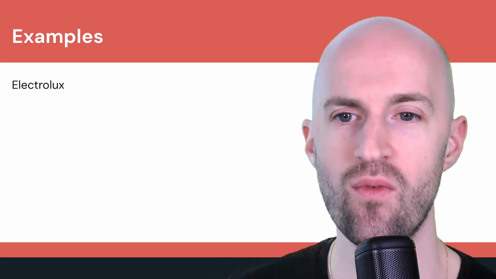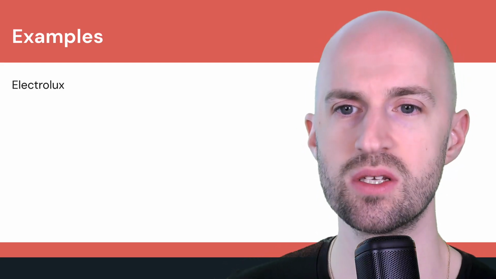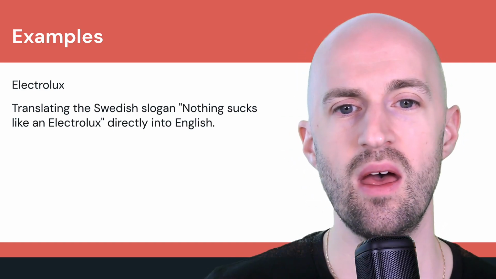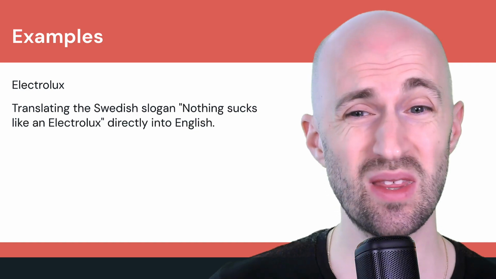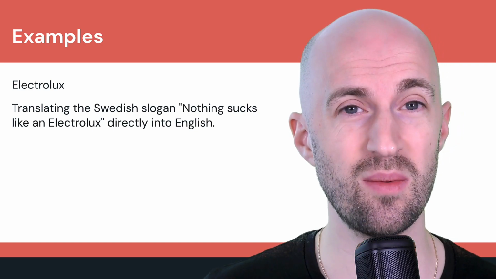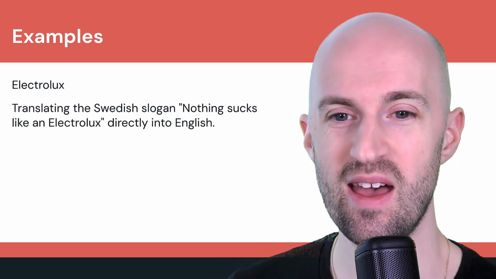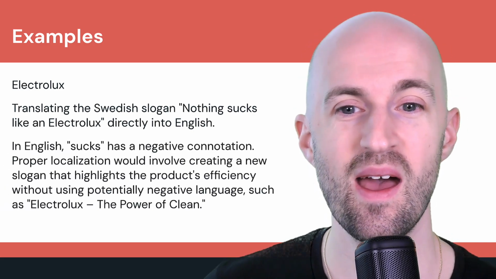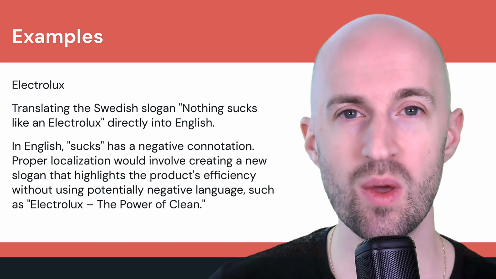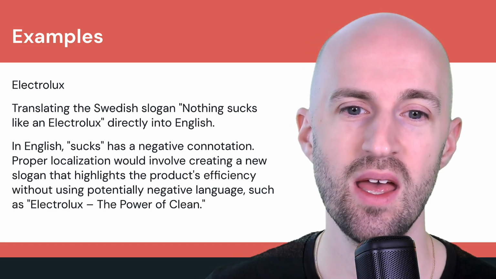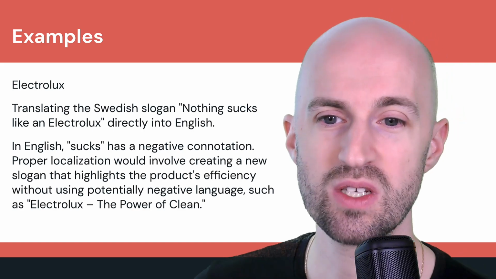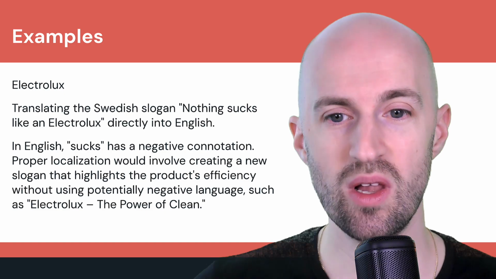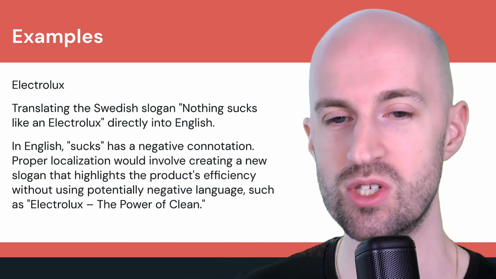So here's an example for the company brand Electrolux. And basically this was where they translated the Swedish slogan to English, and it translated to "nothing sucks like an Electrolux," which basically implies that this brand is bad, low quality, things like that. So it has a negative connotation. So if they would have localized this content correctly, they would have highlighted the product's efficiency without using this negative language. So they changed it to "Electrolux, the power of clean," which is a lot more appropriate.